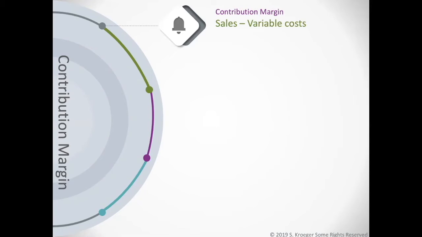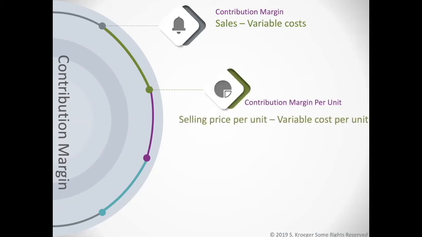Next is the contribution margin per unit, which is the same formula but on a per unit basis. You will use the selling price per unit instead of total sales, minus the variable cost per unit instead of all the variable costs.